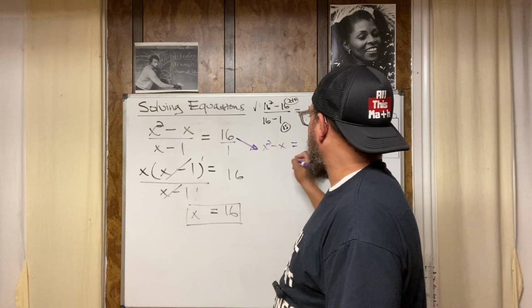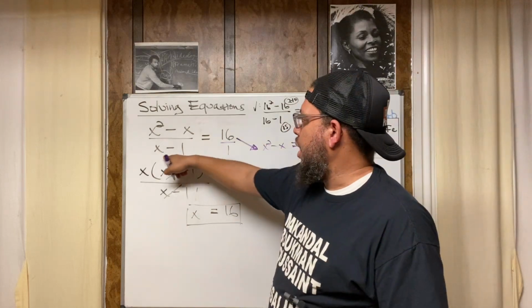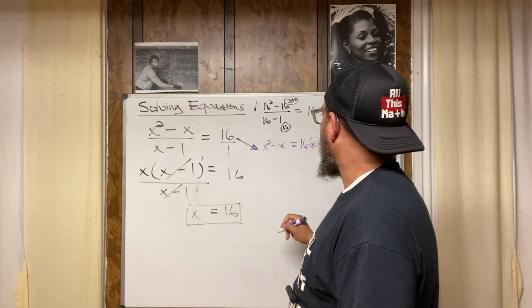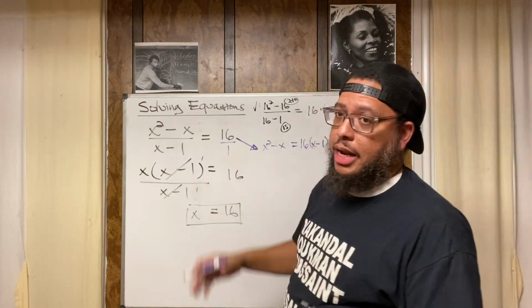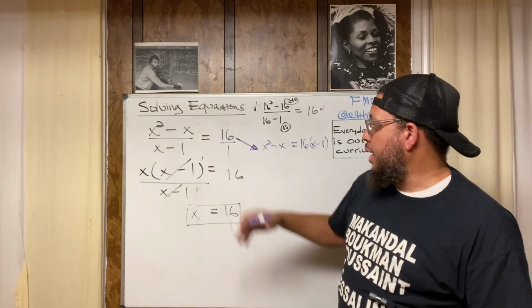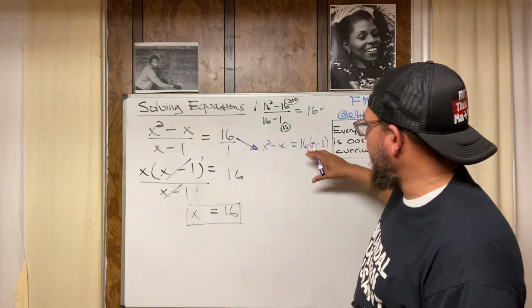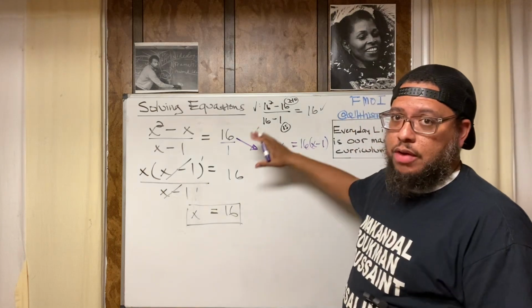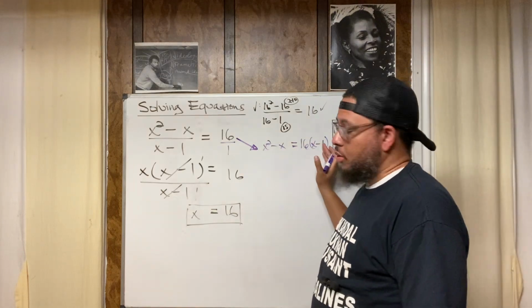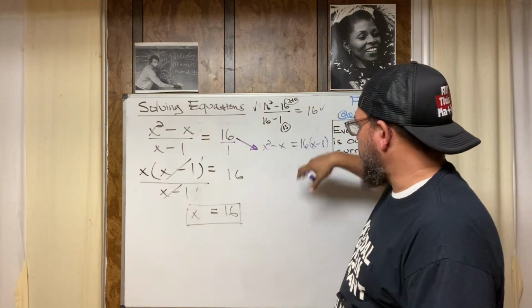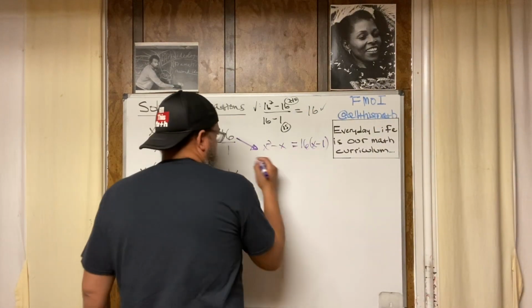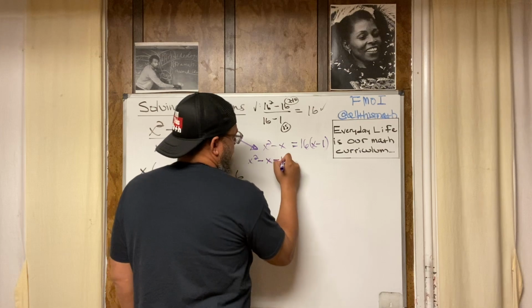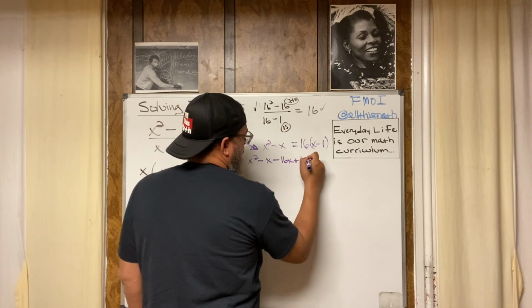Then I write my equal sign. Then I do 16 times x minus 1. So that's 16 times the quantity of x minus 1, right? Now, the whole purpose of that was to eliminate fractions. My next goal is to create an equation in standard form, meaning all the terms are going to be on the left side of the equal sign, and I'm only going to have a 0 on the right side. So check this out. I'm going to have x squared minus x minus 16x plus 1 equals 0.